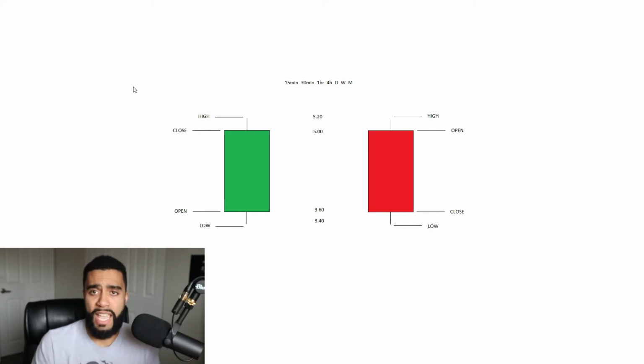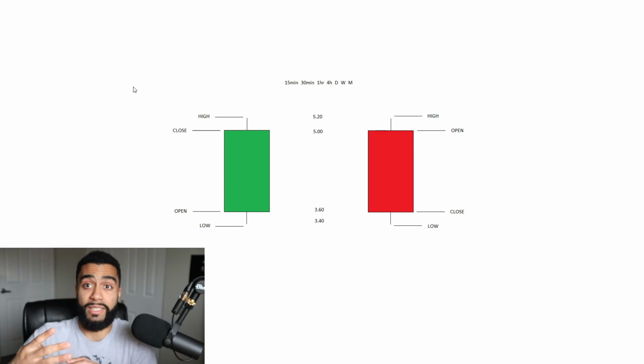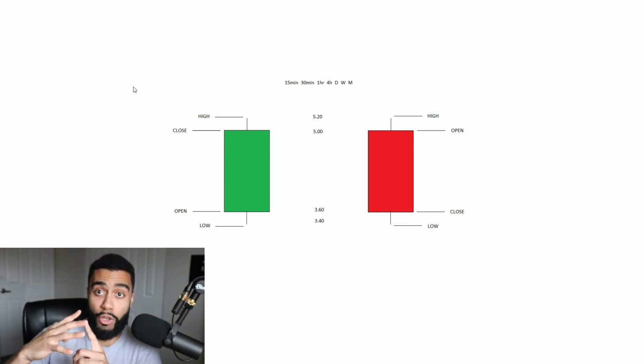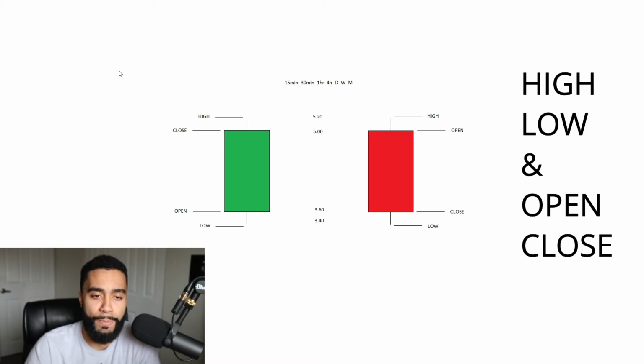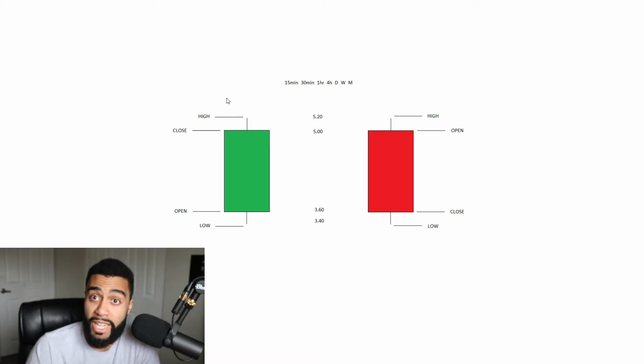Now, this applies to any candlestick, but what they're trying to tell you is four main things: the high price, the low price, and the opening and closing prices of the day, or 15 minutes, 30 minutes, whatever time frame, right? So the candlestick on the left is bullish because throughout the day it closed higher than it opened, and the one on the right is bearish because it closed lower than it opened.